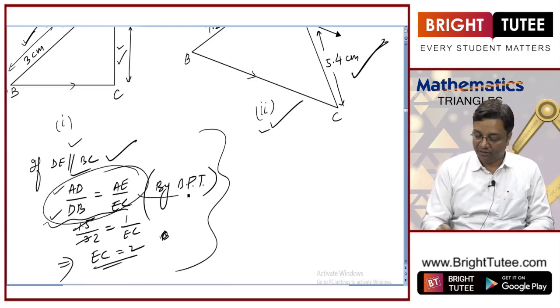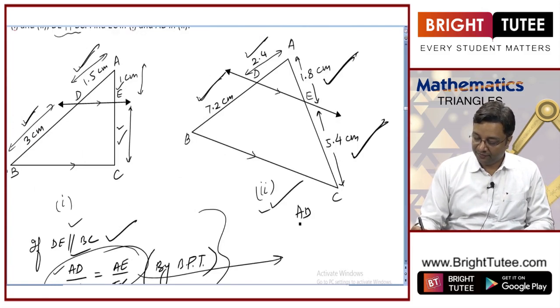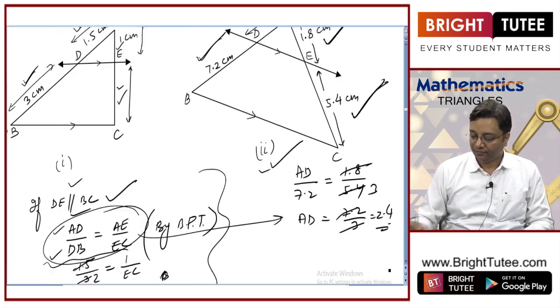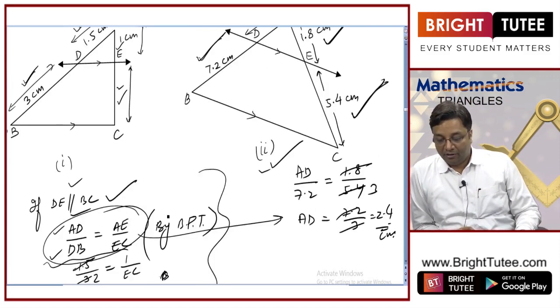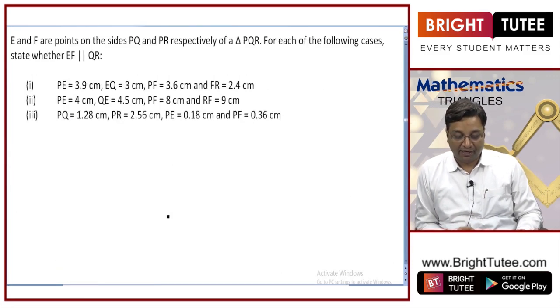Now after this, you can write AD by DB, that is AD by 7.2 is equal to 1.8 by 5.4. Now this will give you 3 here. So AD is 7.2 by 3, that is 2.4, right? And the unit is centimeter. I hope you have understood this question. So let's move to the next one that we have here.